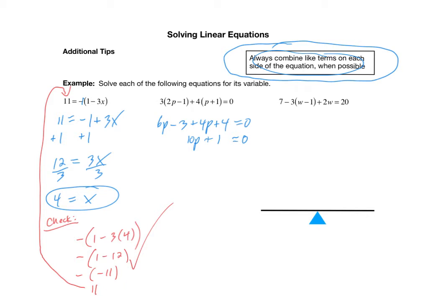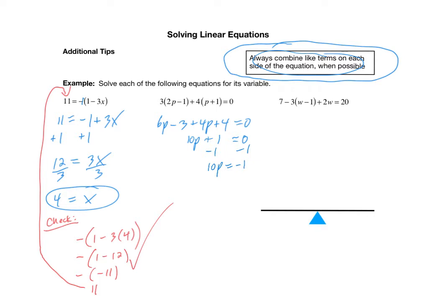So far we have not done something to both sides. From here to here, we distributed on the left, did nothing to the right. And then from here to here, we combined like terms on the left, nothing to the right. We are now ready to do something to both sides of the equation. So p is being multiplied by 10, and then you're adding 1. So we're going to undo the adding 1 by subtracting 1 from both sides. And you're left with 10p on the left, and 0 minus 1 is negative 1 on the right.